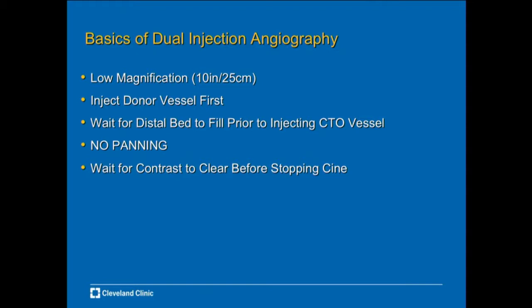So what are the basics of the dual injection angiogram? Step 1, low magnification, 10 inches, 25 centimeters. Inject the donor vessel first. Give time for the distal bed to fill before you inject the actual CTO artery. Avoid panning if at all possible. And wait for the contrast to clear before you step off the cine, because sometimes you'll be surprised at how short the CTO actually is if you just give it time to fill.